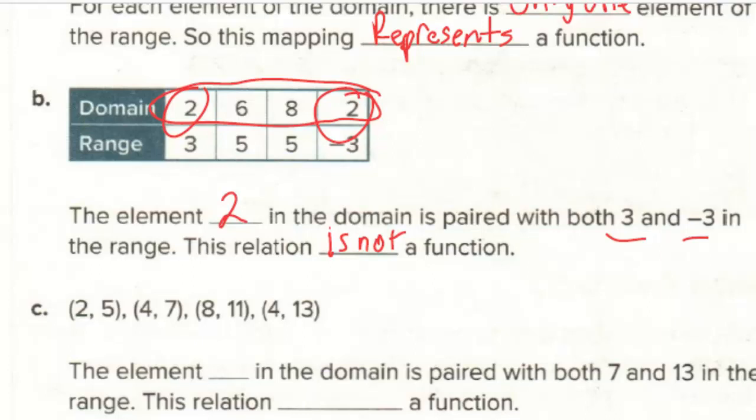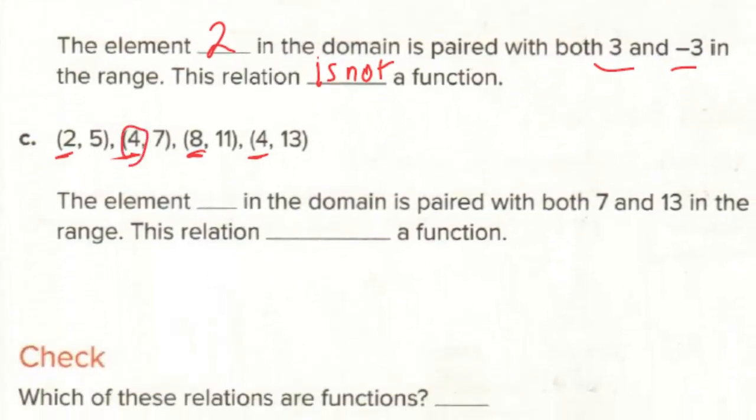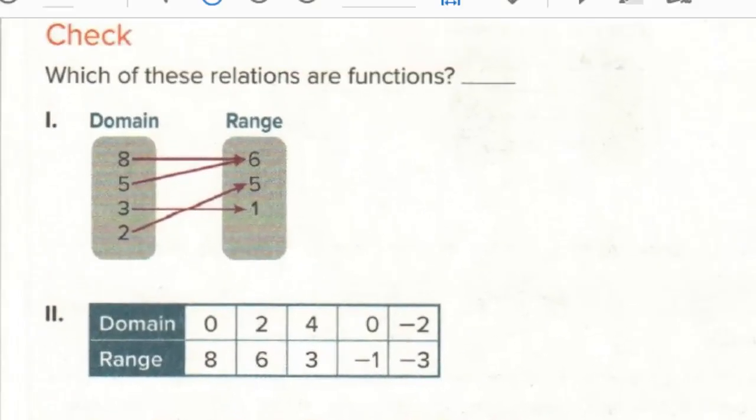For part C, we look through our domain. Remember, domain are the numbers that are first, our x values. So we notice that there's a 4 here that repeats. That might be a problem. So the element 4 in the domain is paired with both 7 and 13 in the range. This relation is not a function. Go ahead and pause the video and attempt to check.